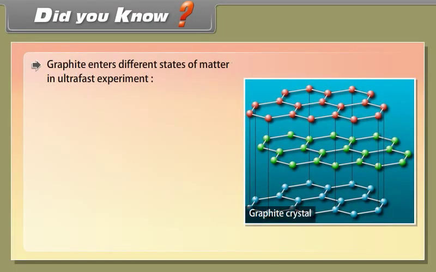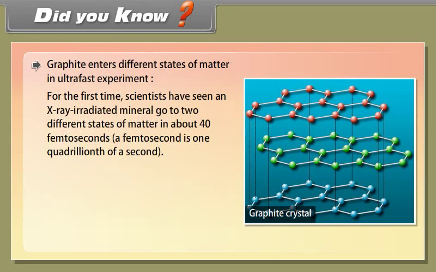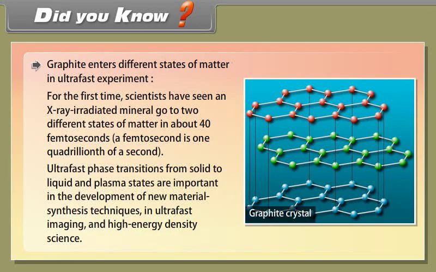Did you know? Graphite enters different states of matter in an ultra-fast experiment. For the first time, scientists have seen an X-ray irradiated mineral go to two different states of matter in about 40 femtoseconds. A femtosecond is one quadrillionth of a second. Ultra-fast phase transitions from solid to liquid and plasma states are important in the development of new material synthesis techniques, ultra-fast imaging and high energy density science.